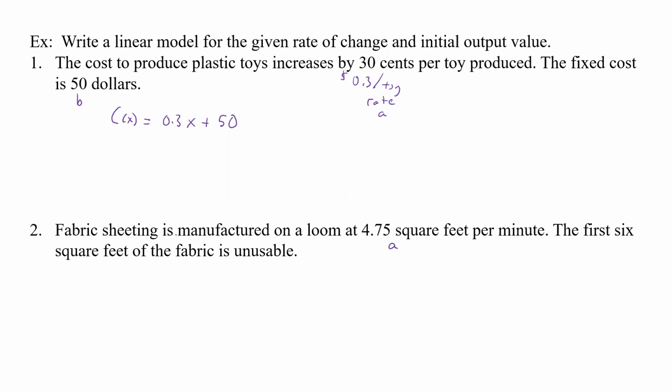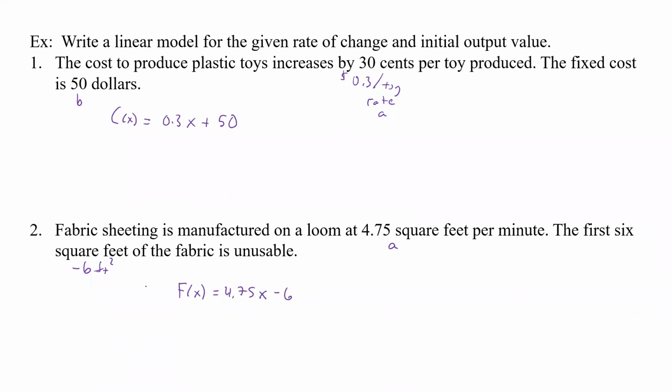Now the first 6 feet of fabric is unusable, so we have to delete that part. And so that's going to be a negative 6, because that's just not usable. So negative 6 square feet. And so we want to write some kind of function with this. Maybe fabric of x is equal to 4.75 times some x, and then we're going to subtract off our 6 because we can't use that first 6 square feet.